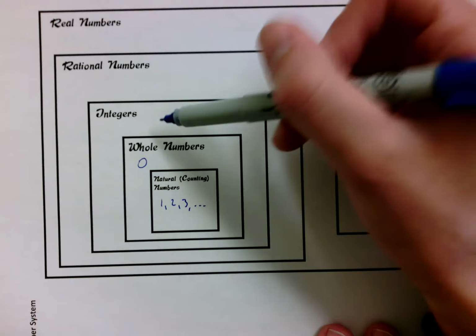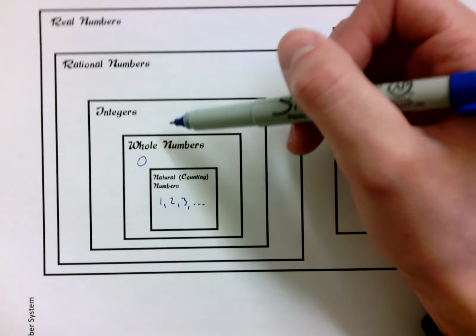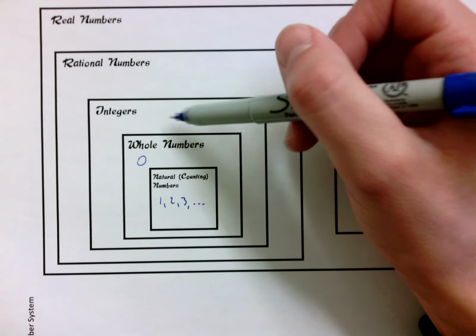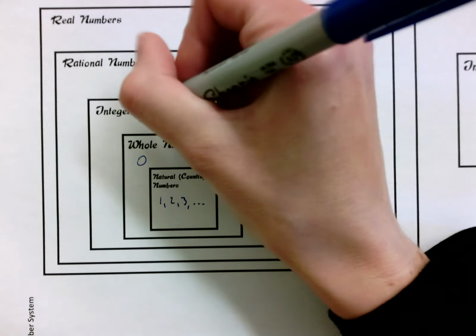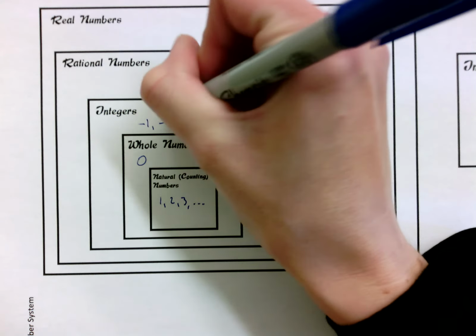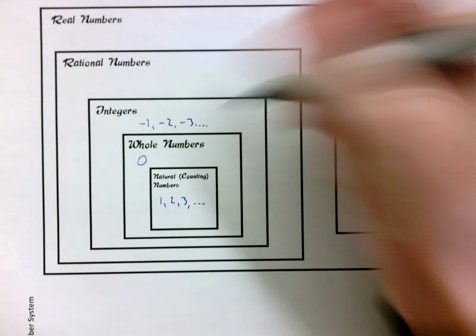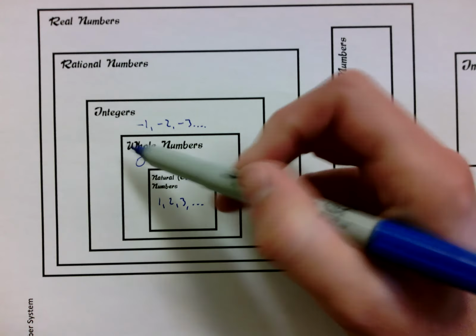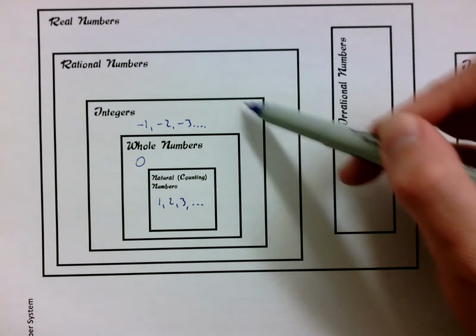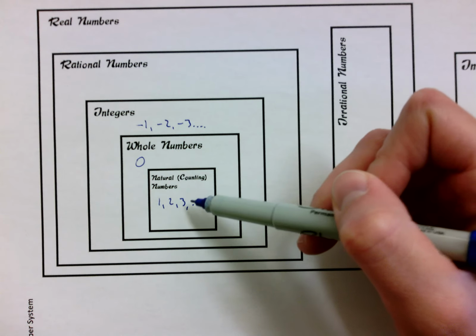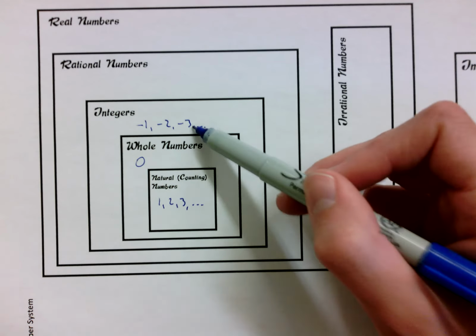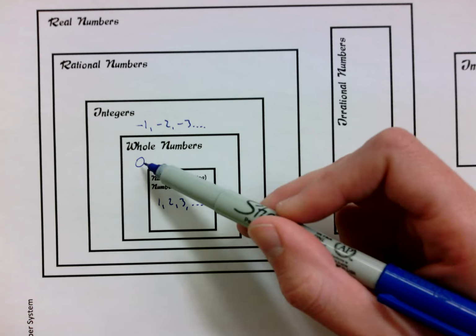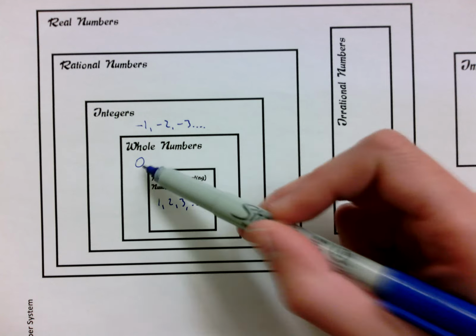Okay, the next set that we have is the integers, and this is where our friends, the negative numbers, come into play. So you should, in theory, know what the integers are, okay? Your integers are -1, -2, -3, and so on. But remember, anything that's in this box also includes anything inside the other boxes. So altogether, the integers are all of the positive and negative whole numbers, right? So positive numbers, negative numbers, and 0.